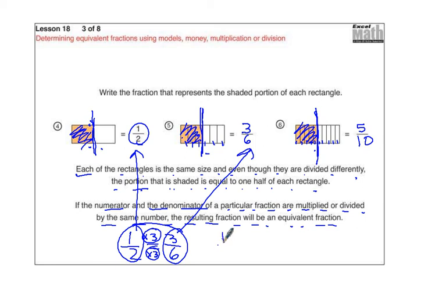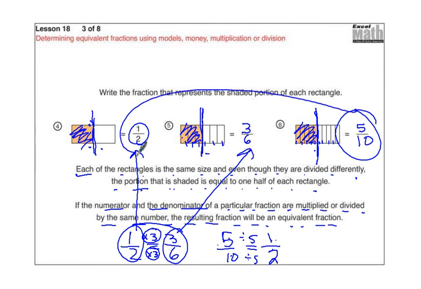Another example, let's start with actually 5/10. 5/10 is equal to what? We can divide both top and bottom by the same number. In this case, I can divide by 5. 5 divided by 5 is 1. 10 divided by 5 is 2. 5/10 and 1/2 are the same thing. Here's 5/10, here's 1/2. These are equal to each other. They are the same.